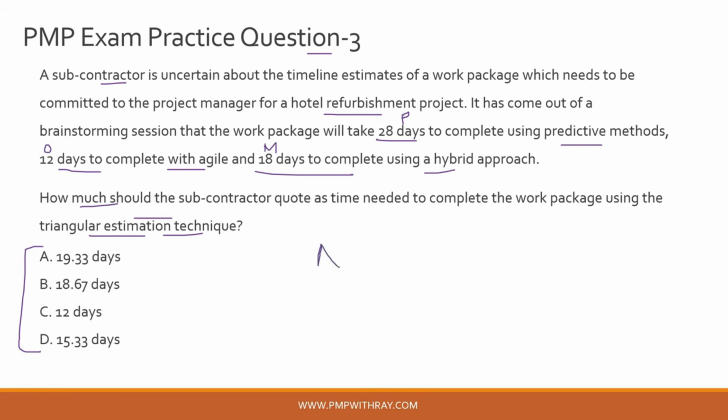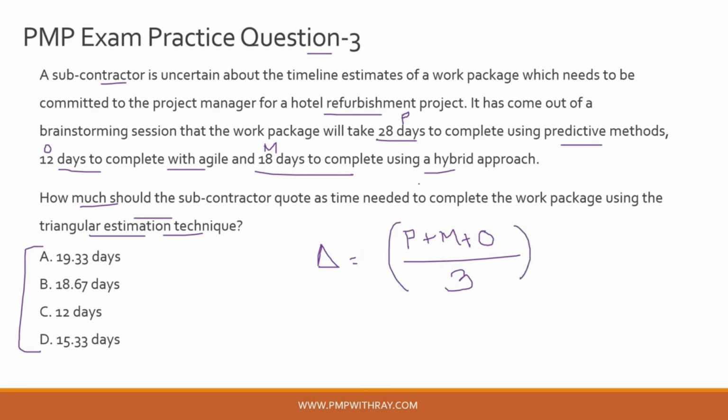Okay, so what is the triangular estimation technique? It is your pessimistic estimate plus your most probable estimate plus your optimistic estimate divided by 3. So it's basically a 3-point estimation in the framework of a triangle, and that is why the formula is P plus M plus O by 3.